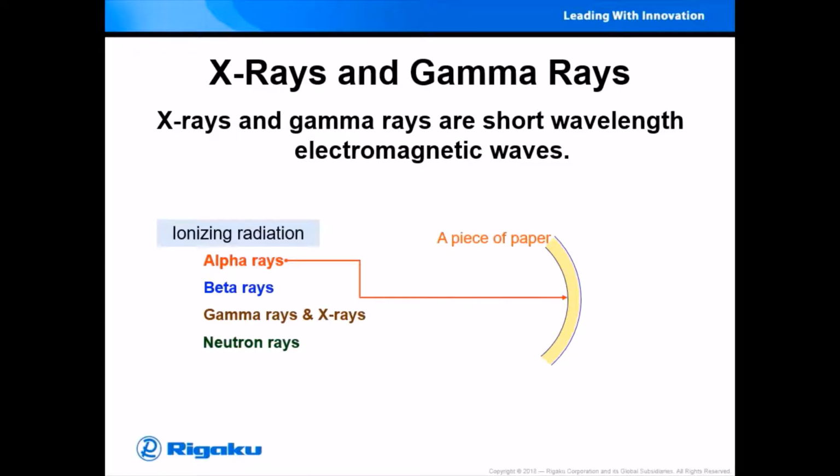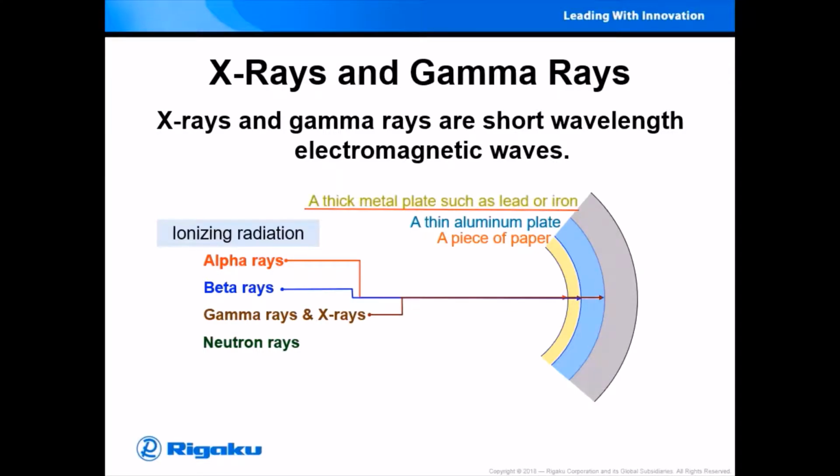The alpha particles consist of two protons and two neutrons united together into a particle identical to the helium nucleus produced in the process of alpha decay. The beta particles are high-energy, high-speed electrons or positrons, and are stopped by a few millimeters of aluminum. The true nature of X-rays and gamma rays is electromagnetic waves. They can be stopped by a lead plate or thick metal plate. That's why an X-ray diffractometer has very thick iron radiation enclosures.